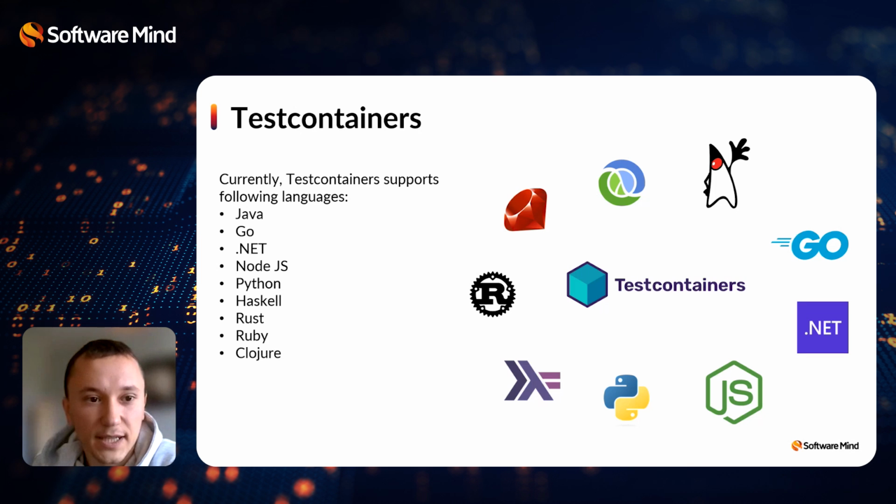So for now, Testcontainers supports the following languages. The main ones are Java, Go, Python, Rust, Ruby, and so on. I'm not sure if Atomic Jar is responsible for maintenance of every single one of them. However, the communities are so big right now that I think you will not have any problem finding solutions on Stack Overflow or some other pages.